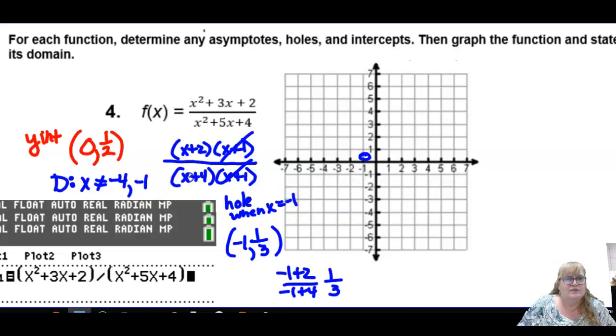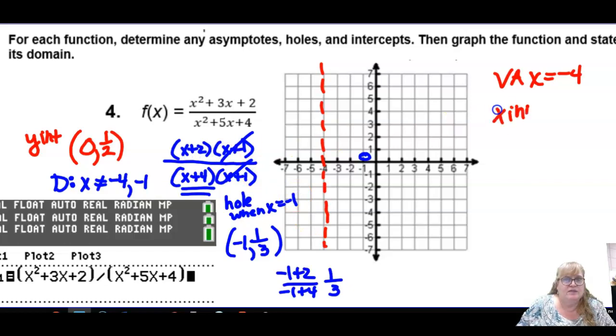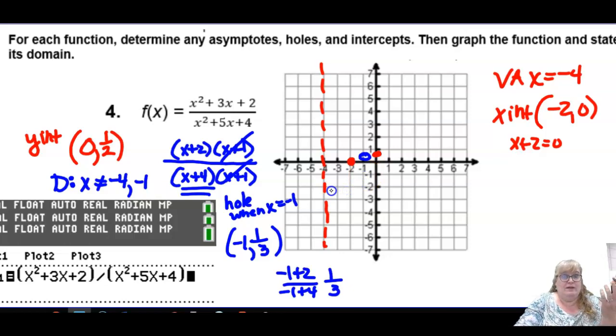All right, that leaves us with a vertical asymptote down here, what makes the denominator 0. So there's a vertical asymptote at x equals -4 over here. The x-intercept is when you set the numerator equal to 0. So x plus 2 equals 0 would mean -2 is a 0 right here. The y-intercept was (0, 1/2), which would be right here. All right, so then I have all my features.